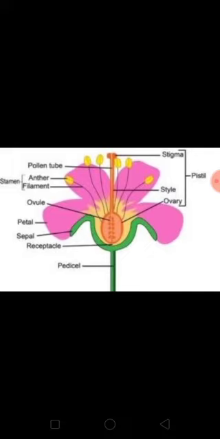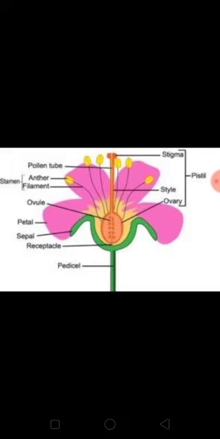Pedicel is the part of the flower that attaches the flower to the stem. Sepals are the green leaf-like structures which protect the flower when it is a bud. Petals are the colorful part in the center of a flower. Stamen is the male part of the flower and it consists of anther and filament. Filaments are the stalk which supports the anther. Anther contains pollen grains. That is a dust type of structure.